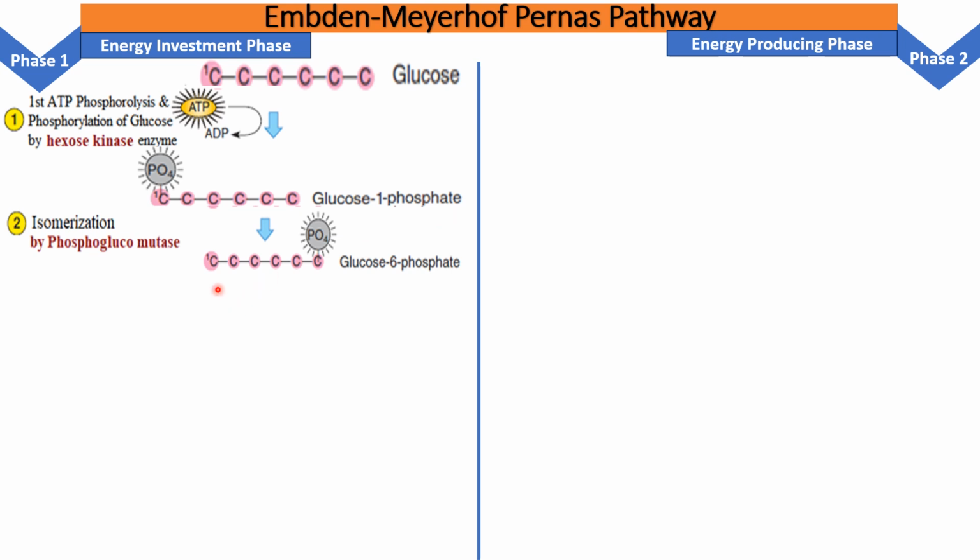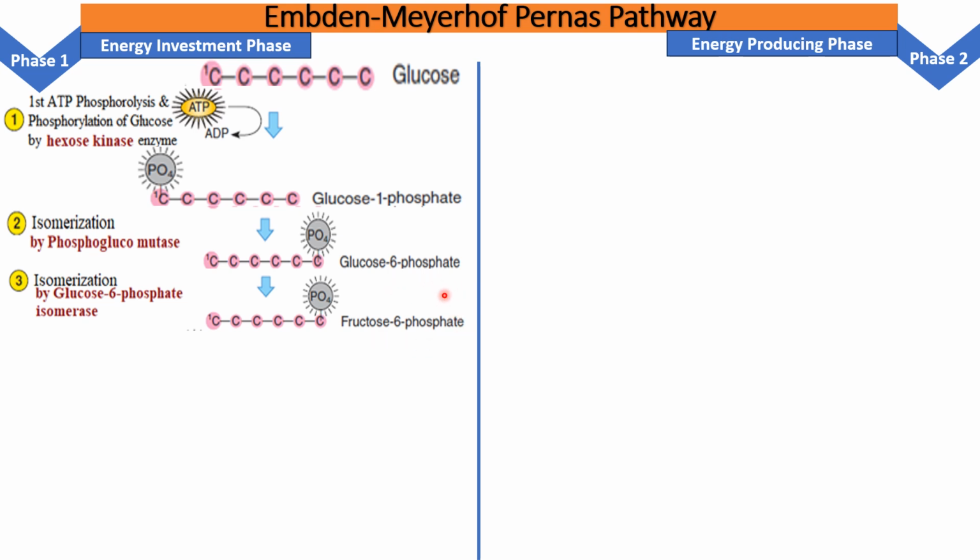Now, once glucose 6-phosphate is produced, it isomerizes into fructose 6-phosphate by glucose 6-phosphate isomerase. You see the enzyme is named based on the substrate, glucose 6-phosphate, and then based on the function it carries, which is isomerase. Now, fructose 6-phosphate is a kind of stable product.